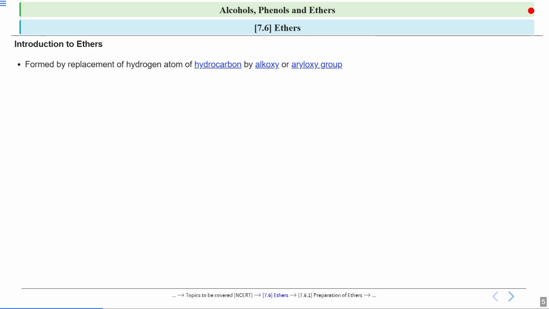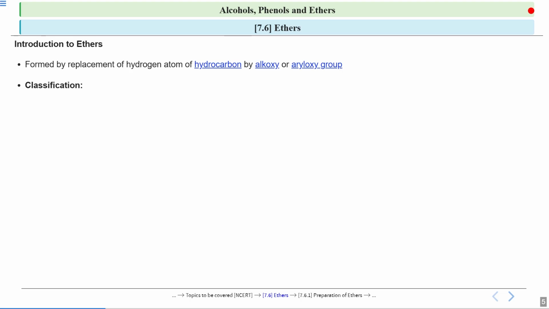So how is ether formed? When in a hydrocarbon, the hydrogen atom is replaced by an alkoxy or aryloxy group. Now see the word alkoxy. What comes to your mind by seeing this word? That something is connected with oxygen, some R group is connected with oxygen. So that is an alkoxy or an aryloxy group. So the hydrogen atom of the hydrocarbon is replaced by an alkoxy or aryloxy group.